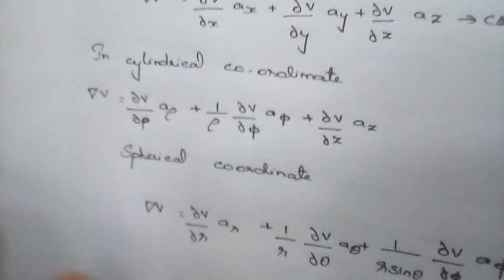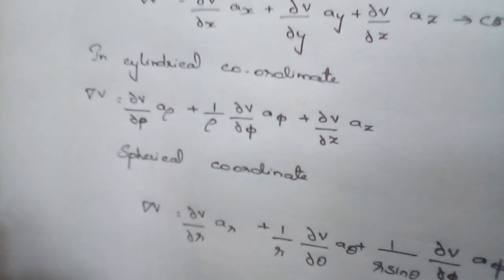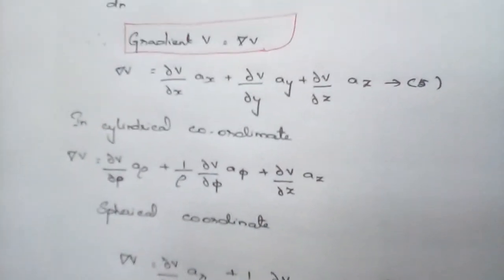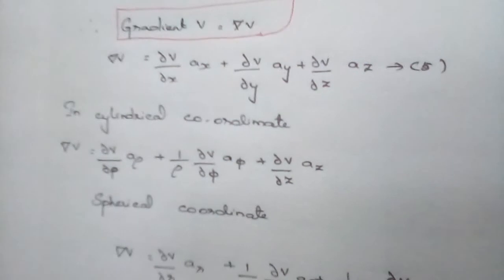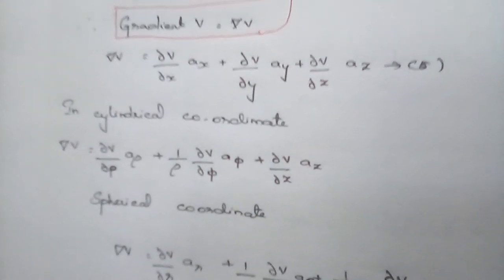Generally speaking, the gradient is a vector quantity. It can be expressed as E equal to minus del V. Let us discuss the del operator and another application in the next session.